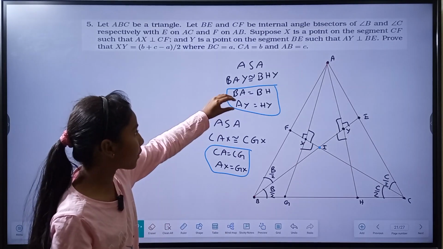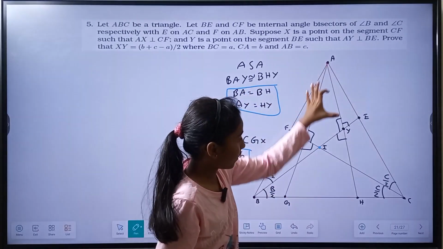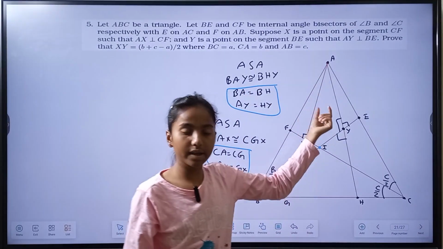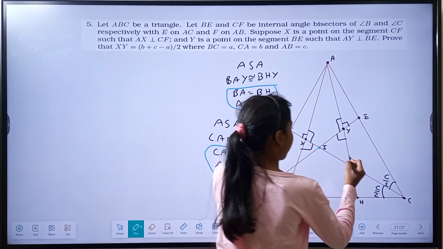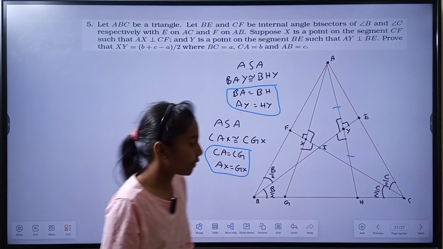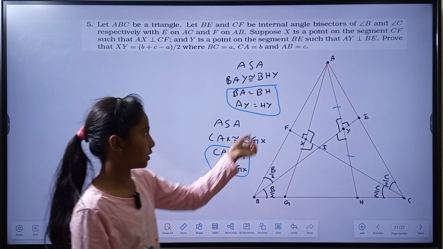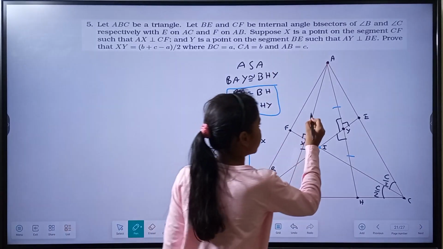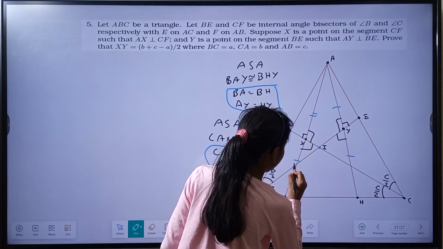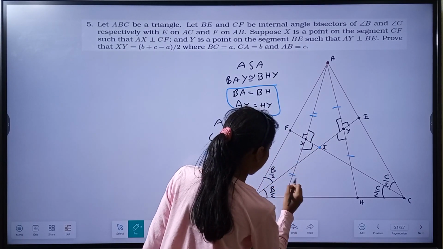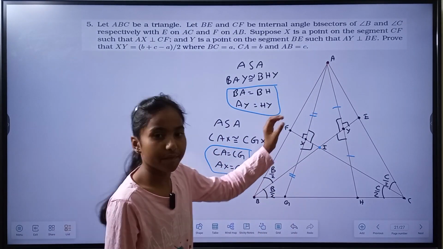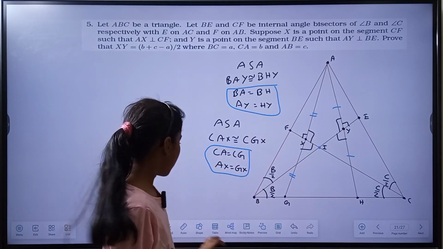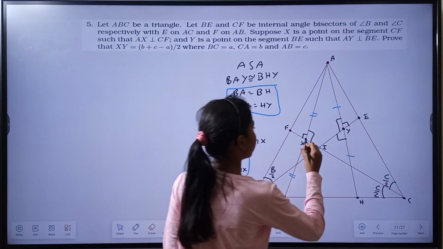And from this, we have AY equal to HY, which means Y is the midpoint of AH. And we also have AX equal to GX, so we can say X is also the midpoint of AG. And from this, if we connect the line XY, we have the midpoints. So let's connect this line XY.